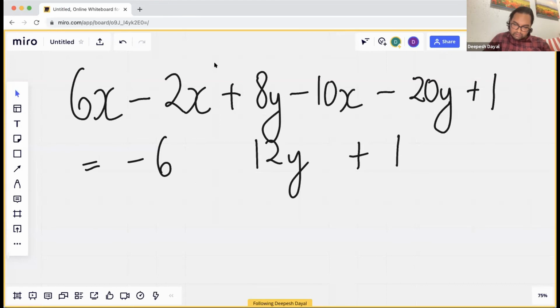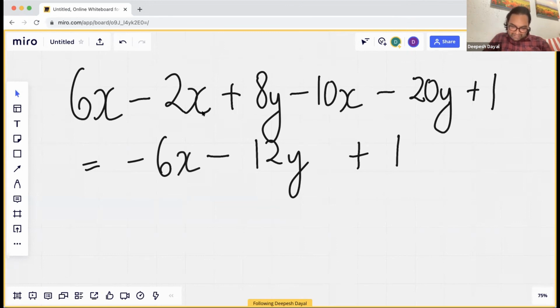Yes, sir. Negative 6 plus minus 12y plus 1. What happened to the x? Did it vanish? Negative 6x plus 12y plus 1. Okay. Some of you are saying minus 12 and some of you are saying plus 12, right? So I wonder what it is.